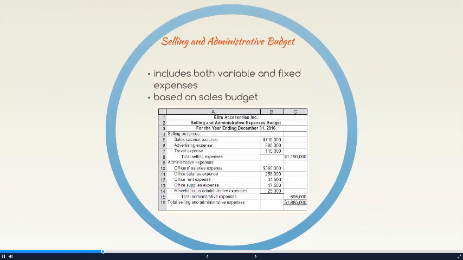The selling and administrative expense budget stems from that original sales budget that we prepared. But this is going to tell us how much expenses we expect to have based on that sales budget. All of these numbers are going to be given to you. You just have to put them together and know that it stems from that sales budget.